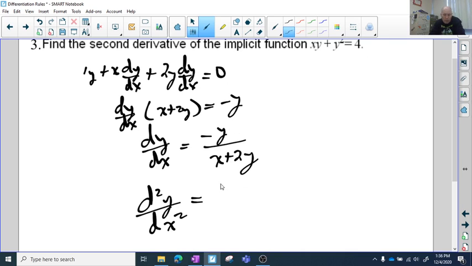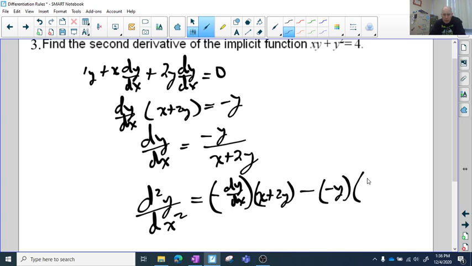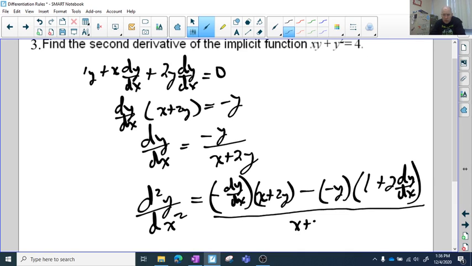This is a quotient rule. I don't really have much option here. I could jump this up and make it a product, but I don't know if that would make things much better. I think I'll just leave it like this and take the derivative. So, quotient rule: derivative of the numerator multiplied by the denominator, subtract the numerator multiplied by the derivative of the denominator, 1 plus 2 dy over dx. All of this will then get divided by the denominator squared.